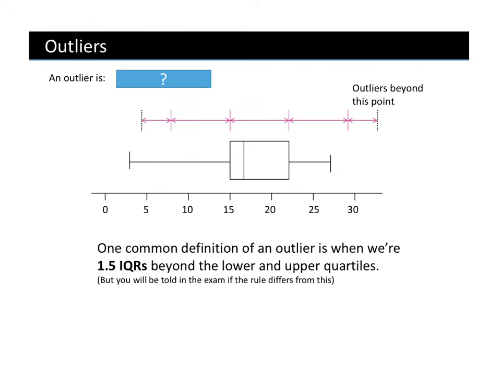Okay, here we have it. What is an outlier? Does anybody know what an outlier is? An outlier is defined as an extreme value. Okay, here's an extreme value. And there's a common definition: an outlier is where it is 1.5 interquartile ranges beyond the lower and upper quartiles.